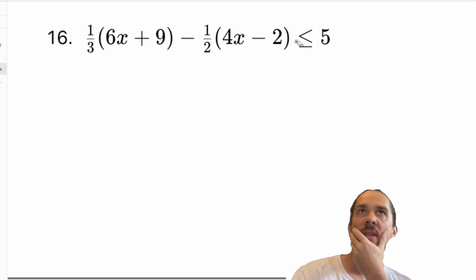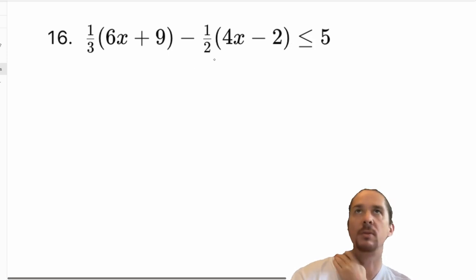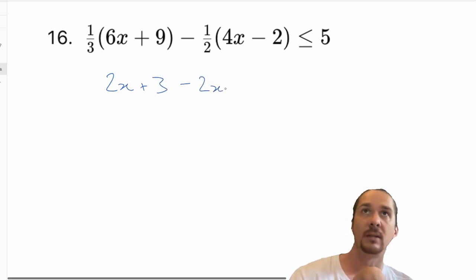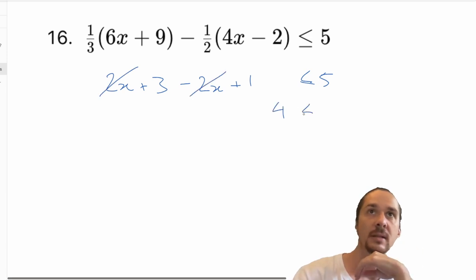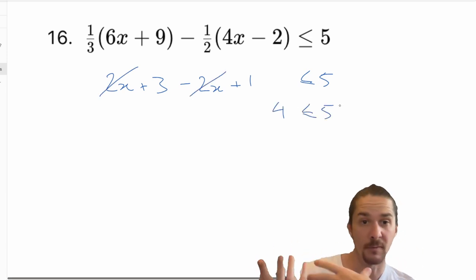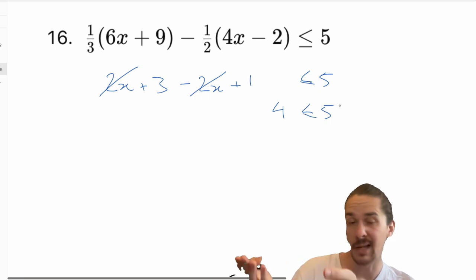If you recall, this is a true statement, but we're not going to be able to solve this equation for x. So let me show you why that is. This is going to become 2x plus 3, and then we're going to have minus 2x plus 1 is less than or equal to 5. The two x's will simply cancel out, and so we get 4 is less than or equal to 5. That's not a false statement. It is true that 4 is less than or equal to 5.